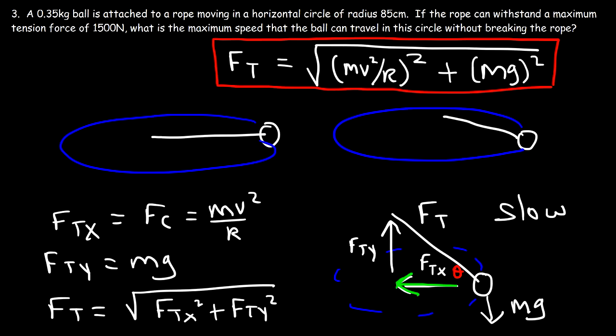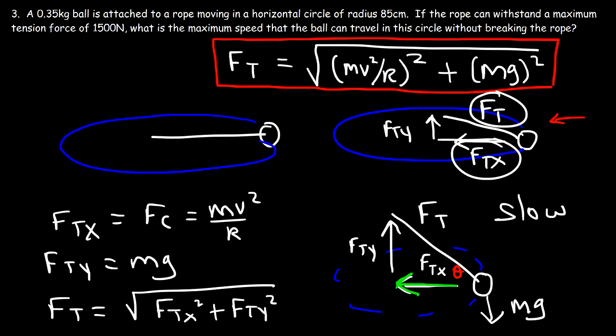Now, if the ball is moving fast enough, it's going to look like this. We can't really see anything, so I'm going to use this picture. This is still going to be FT, and you're still going to have FTX and FTY. But when it's nearly horizontal, FT is approximately equal to FTX.